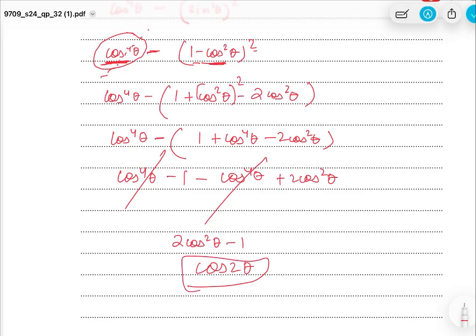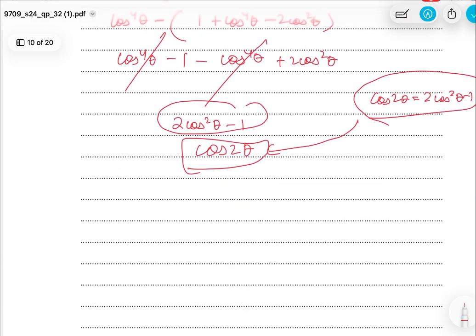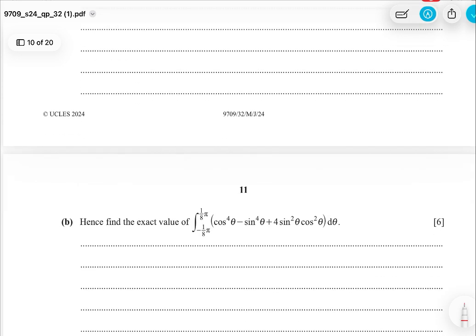And yes, this is what we have to prove. This is the identity, right? Cos 2 theta equals 2 cos square theta minus 1. You can look for it in MF19 as well, and this is your answer, learners. Let us move on to the next question.